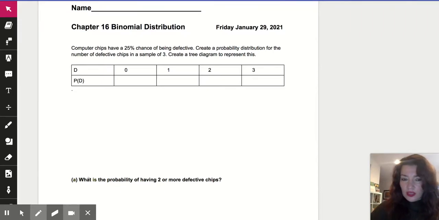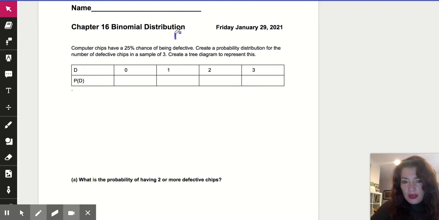Hi everyone, let's create a probability model with the following example. Computer chips have a 25% chance of being defective. Create a probability distribution for the number of defective chips in a sample of 3.